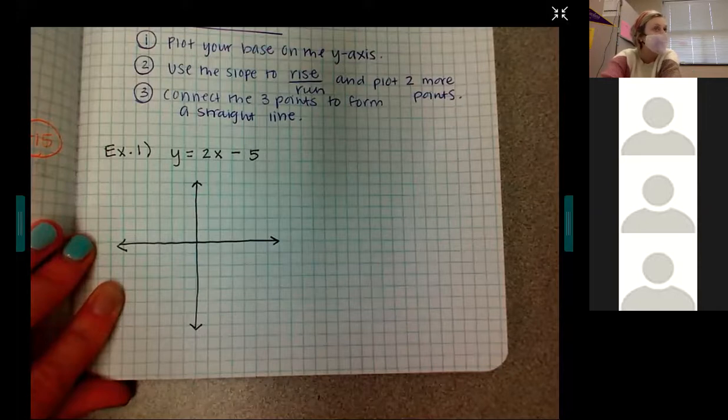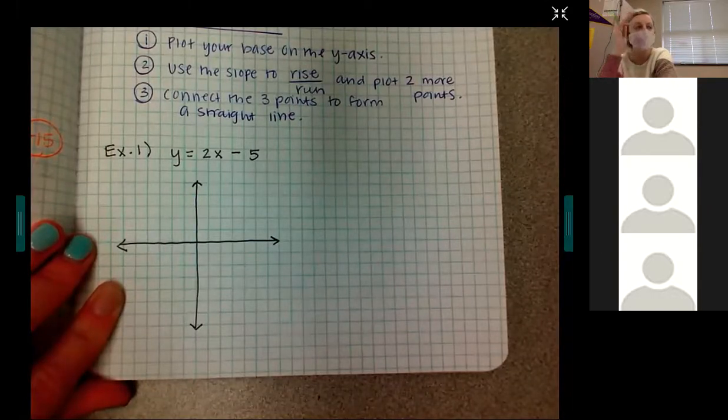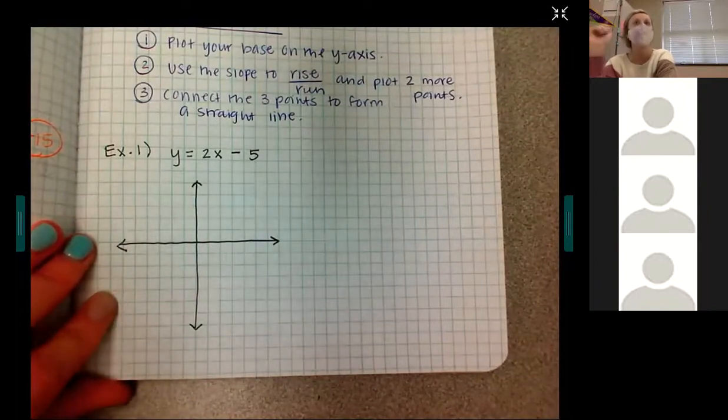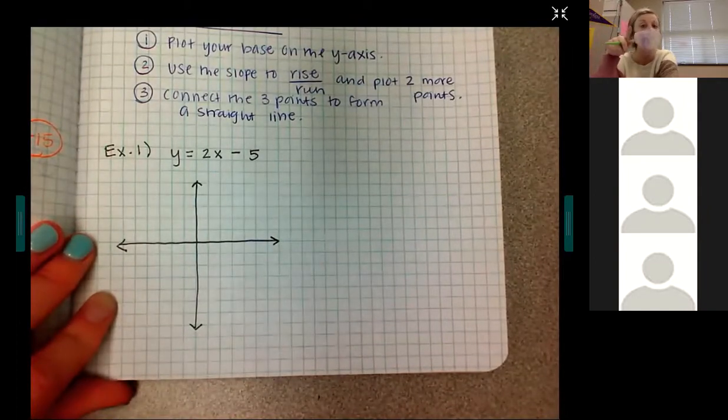Plot the base. Now, everybody listen. I'll make sure y'all are all with me because some of y'all already started drawing and I'm scared somebody did it wrong. The base is not 2. It ain't 2. The base is the number in the back by itself. So what is the base? -5. Very good.